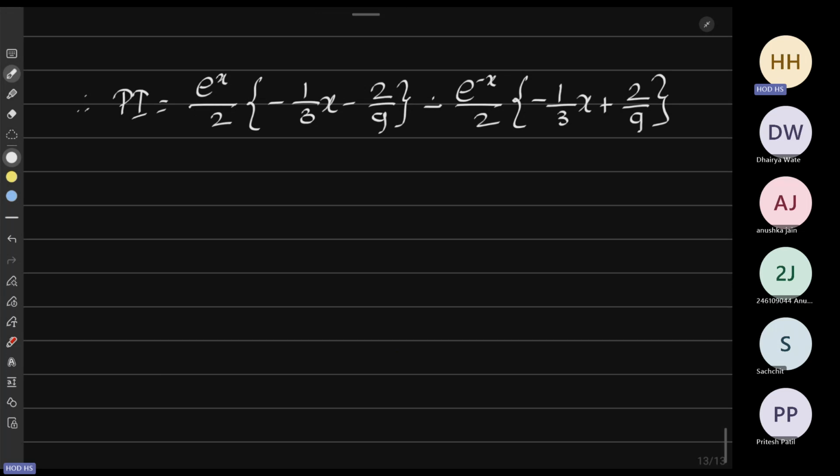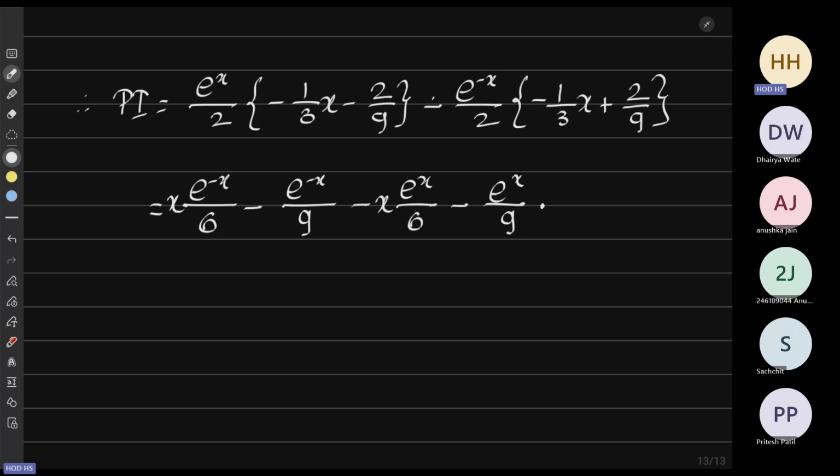So minus e to the power minus x by 2 times minus 1 by 3x plus 2 by 9. We can just simplify the terms, like e to the power x by 6, minus this 2 and 2 will be cancelled. So e to the power minus x times x by 9, and everything here is negative. So e to the power x by 6 and again minus x times e to the power x by 9.